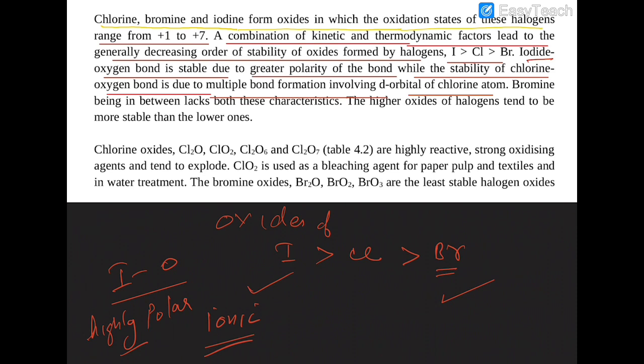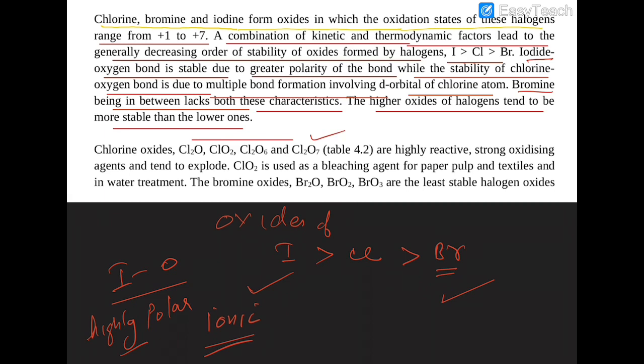So what can happen due to the multiple bond formation involving the d orbital of the chlorine atom with oxygen? They are more stable, but bromine lacks both of these characters. The higher oxides of halogen tend to be more stable than the lower ones. Remember that. It means Cl2O7 is the most stable oxide. So stability increases with the increase in oxidation state. Are you sure about that or not?